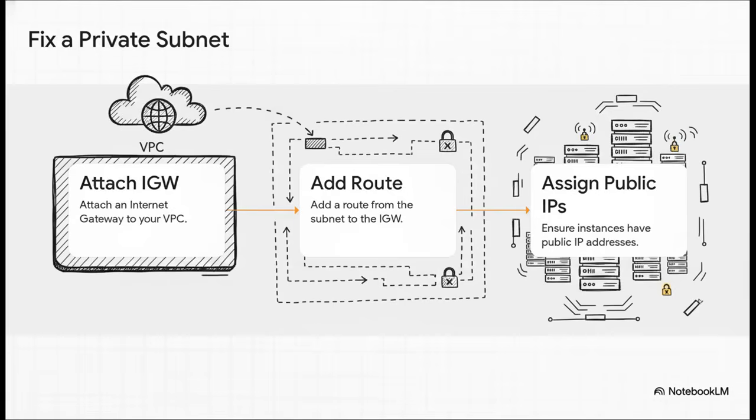And sometimes the problem is with the digital neighborhood itself. A server that's supposed to be public is stuck in a private subnet. It's like it's in a gated community with no roads leading out. To fix it, you literally have to build an exit ramp, an internet gateway, draw a route on the map to that ramp, and give the server a public address so people from the outside can find it.